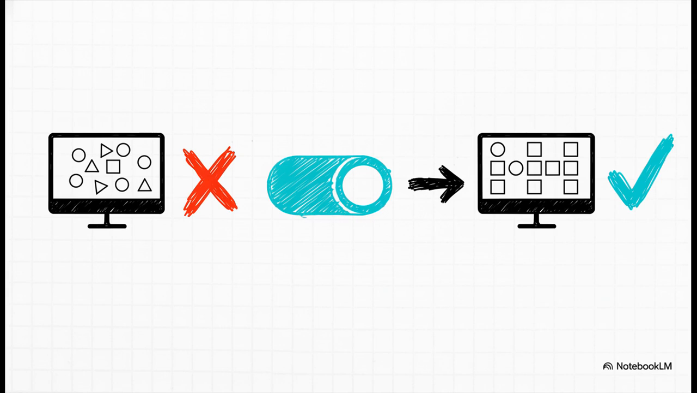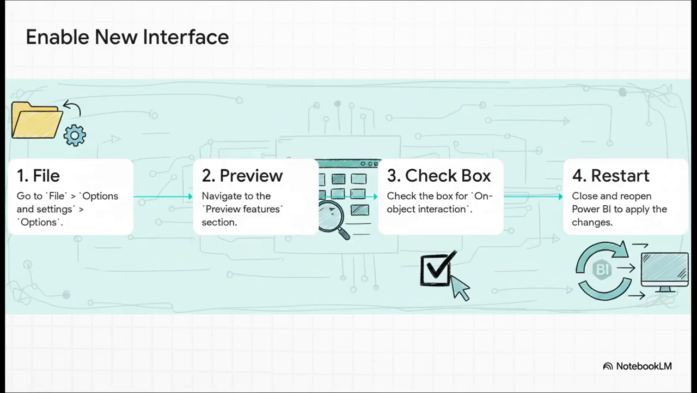We need to activate a little feature called On-Object Interaction. It just makes sure your version of Power BI is using the latest, greatest layout so you can follow along with any guides or tutorials without getting lost. Here's exactly what you need to do. First, go up to the File menu. From there, select Options and Settings, and then click Options. A new window will pop up. On the left-hand side, find the section called Preview Features. In that list, you're looking for a checkbox that says On Object Interaction. Go ahead and check that box.